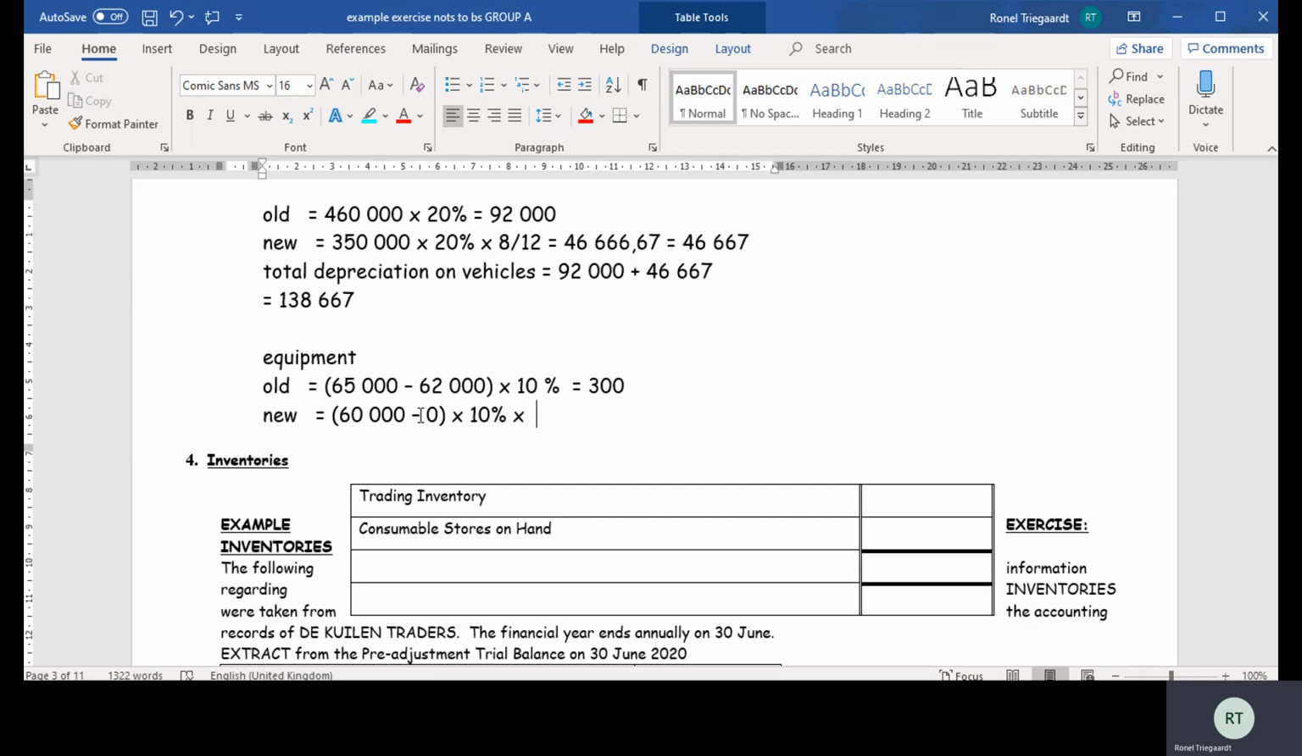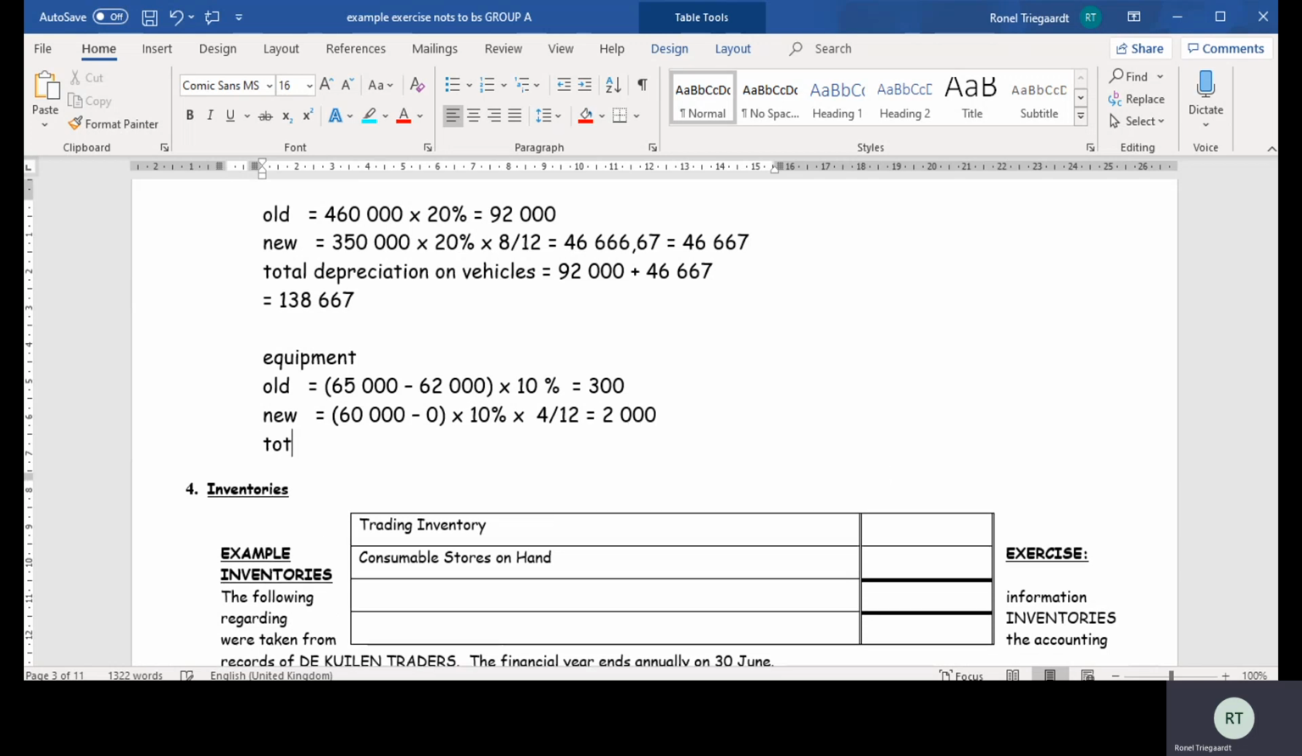Okay, times 3. So we bought in March, April, May and June, for 4 of the 12 months. Let's calculate that. So it's 60,000 times 10% divided by 12 times 4 gives me 2,000. So what is the total depreciation? It's going to be the 300 on the old equipment plus the 2,000 on the new equipment, 2,300.